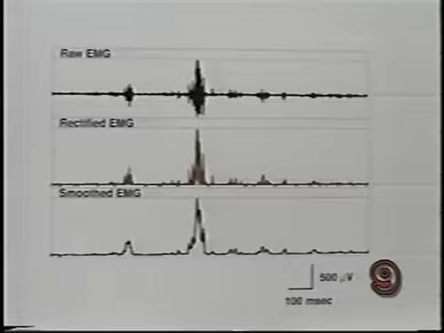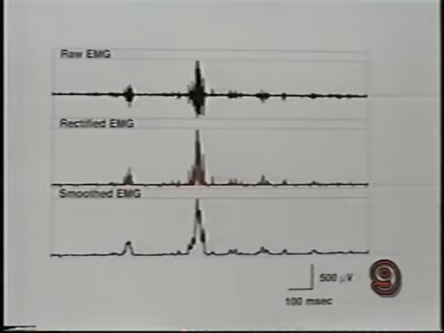This figure shows one way that EMG signals are often processed. The raw signal is at the top, the rectified signal in the middle in red, and smooth signal at the bottom in blue. Rectification involves the concept of rendering only positive deflections of the signal. Here, negative values are inverted. This is called full wave rectification.